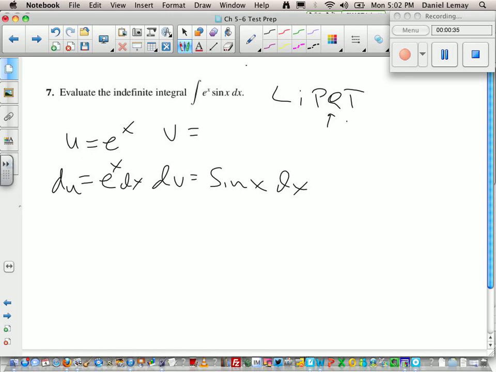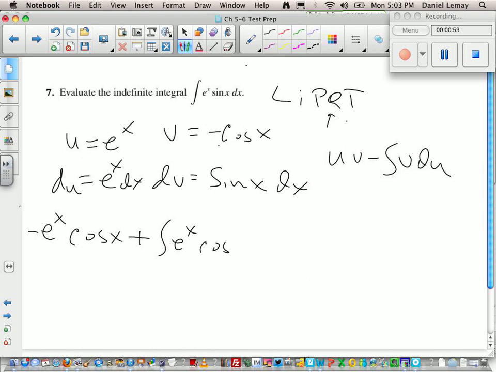The derivative of u is e to the x dx. The antiderivative of sine x is negative cosine x. We're going to remember the integration by parts formula, uv minus the integral of v du. So negative e to the x cosine x, plus, because of minus, right, the integral of e to the x cosine x dx. Well, I don't have the same thing, but I'm going to keep going.